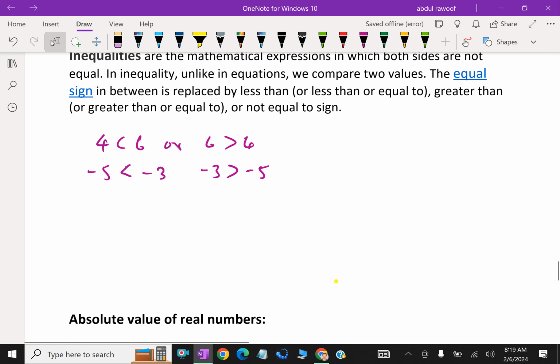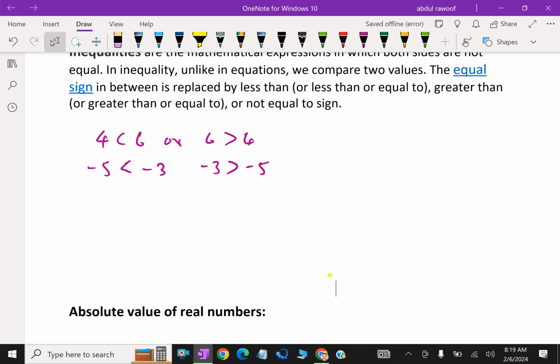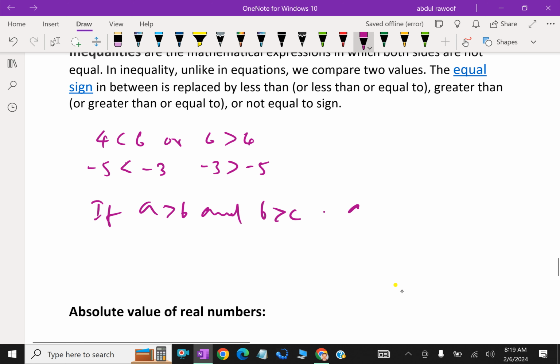Then any numbers can be represented by: if A is greater than B and B is greater than C, then adding both sides, here A is greater than B, B is greater than C, then you can say A is greater than C.